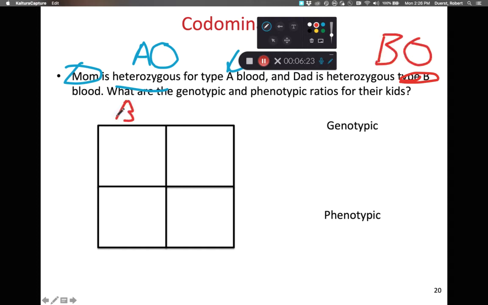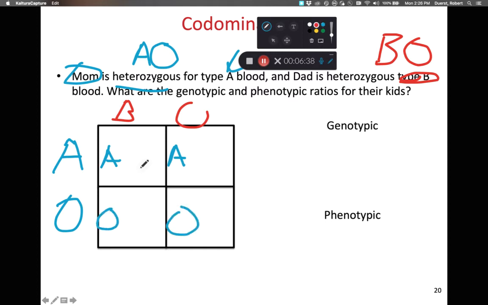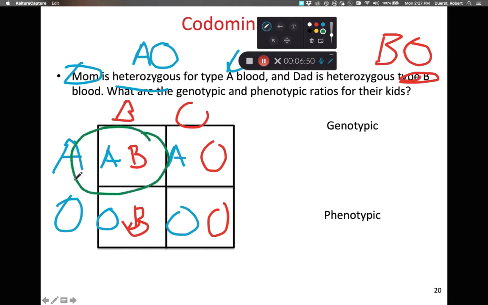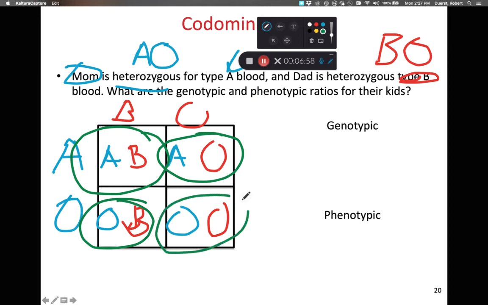As we look at dad's alleles and mom's alleles, we plot them out in the Punnett square, and then we go, okay, mom could either pass on an A or mom could pass on an O. Dad could pass on a B, or dad could pass on an O. And this gets to be a little bit more complicated. As we look at this, for offspring, one of the potential offspring is a heterozygote for AB. And then we also have heterozygotes for A, heterozygote for B, and then homozygous recessive for O.